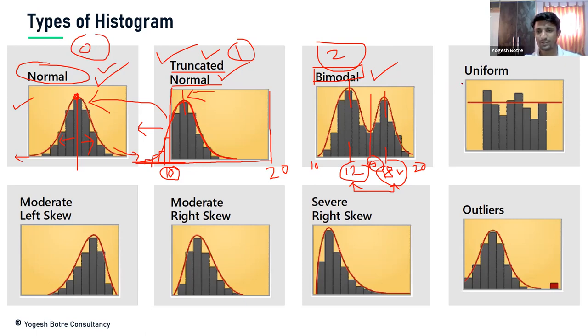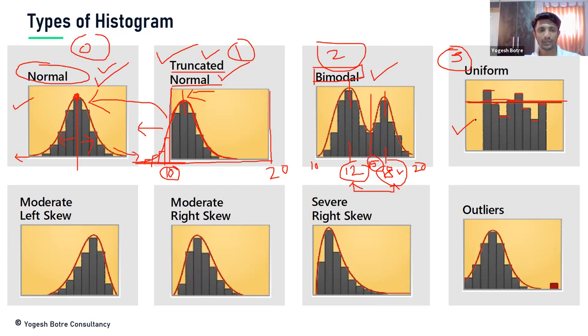Now look at the third. This is called uniform. There is no pattern across the bins. Here maybe there are 6-7 bins. In all the bins, there are almost the same number of data points, not exactly the same, but it is not following the normal distribution trend. This does happen in certain processes only.